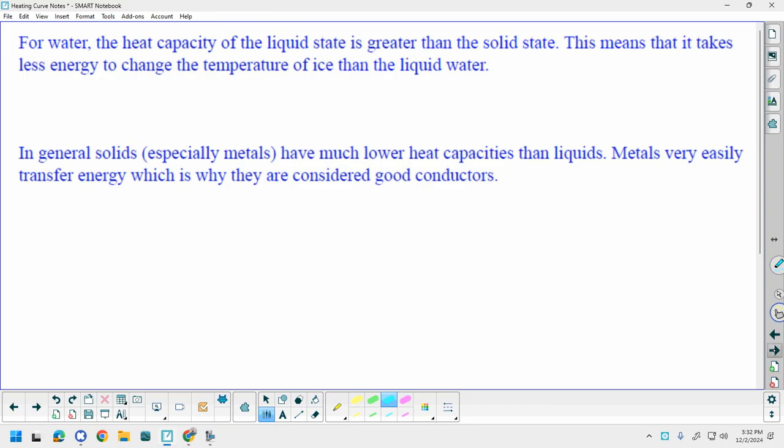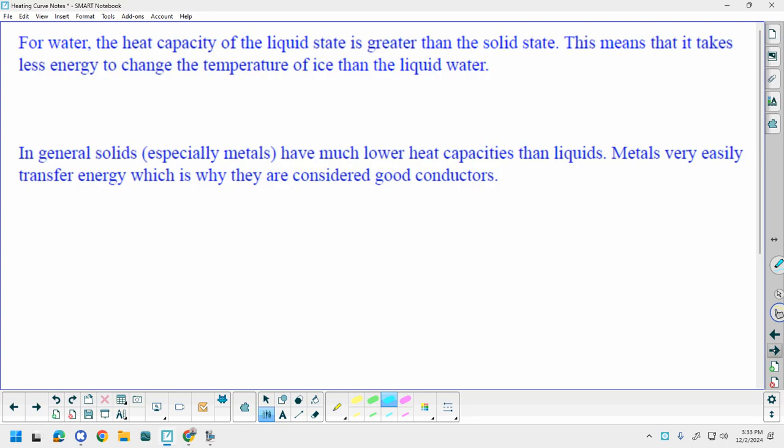For water, the heat capacity of the liquid state is greater than the solid state. As we'll see in a little bit when we get to some example questions, the liquid state has a heat capacity that's double that of the solid state, which means it takes less energy to change the temperature of ice than of liquid water. That should make sense because in the solid state, remember, those particles are very closely packed together. If one vibrates, it's going to vibrate all the ones next to it. Versus in water, where those particles are free to move, you can have a faster moving particle, but it's not going to directly impact the one next to it. It might have a glancing collision versus a full head-on collision. So it's going to take more energy to make those other particles speed up.